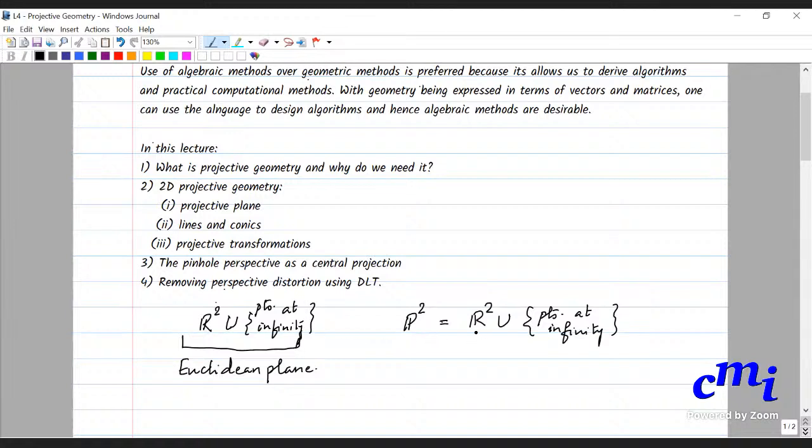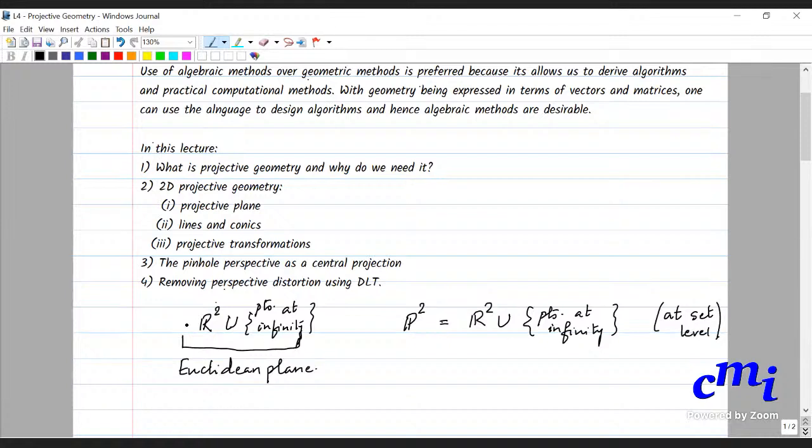I'm not changing the set of points, so I'm not changing the object. What we are changing is the way of viewing them. We are changing the axioms, and we will also change the representation. So it is the same set, at set level.